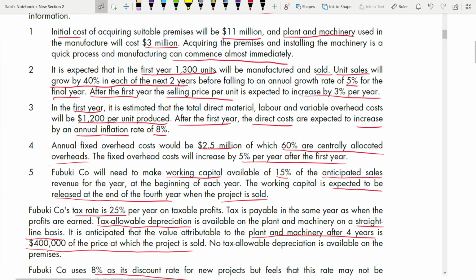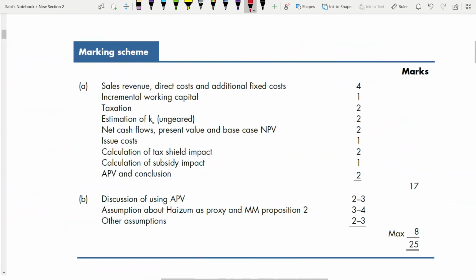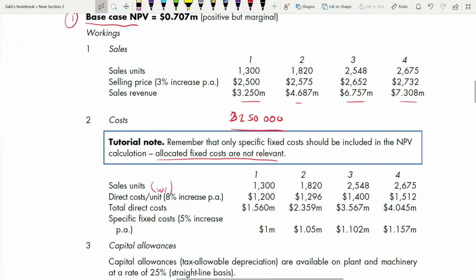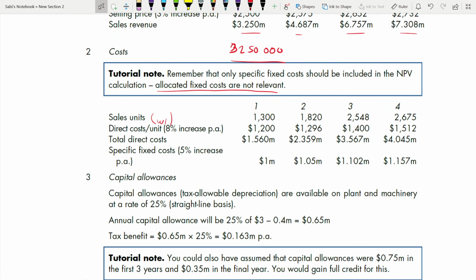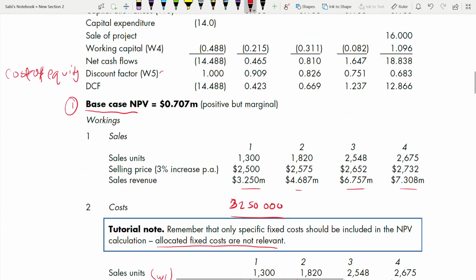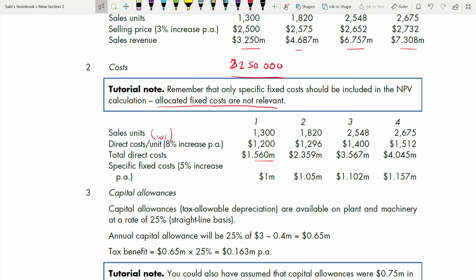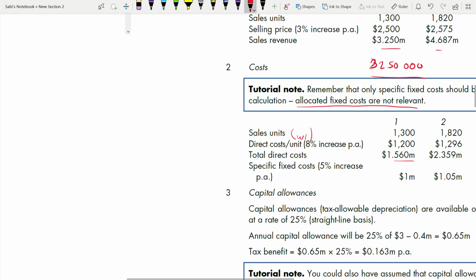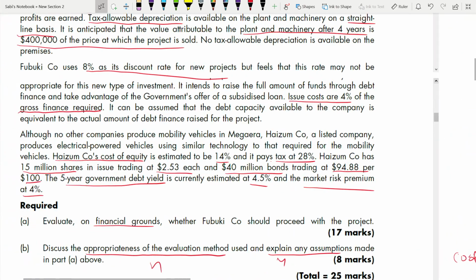If you go to point number 3, in the first year it is estimated the total, all this cost is 1200. Okay, that's where it is 1200. So multiply 1300 by 1200, you should get this million. Okay, these are the total direct cost. Fixed cost is different. They are taking it separately as working 2. So specific fixed cost, 5% increase per annum. So increase 1 million by 5%, 1.05 like that. You keep on increasing, but first year is 1 million. We'll see how. Okay, we'll see that.